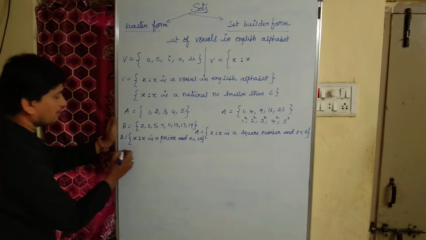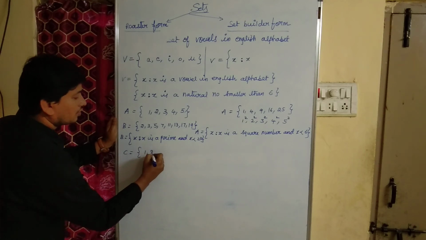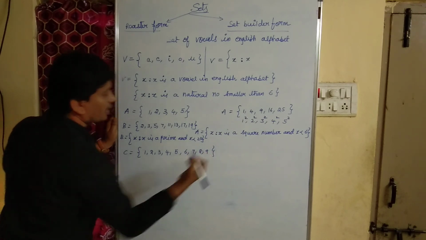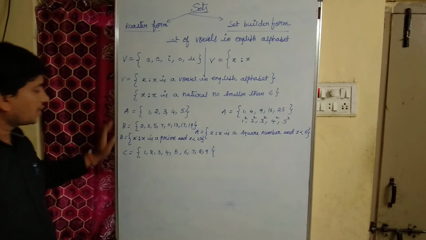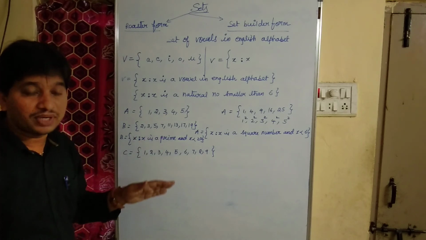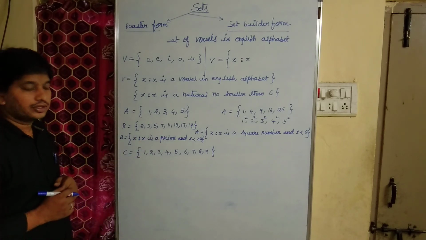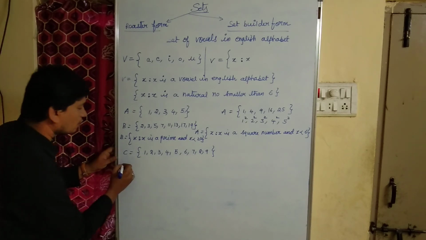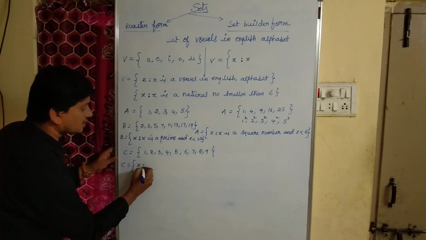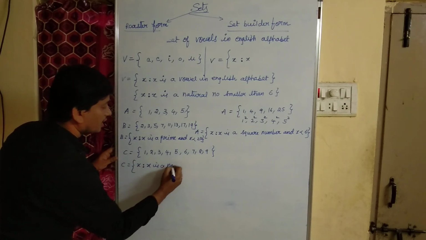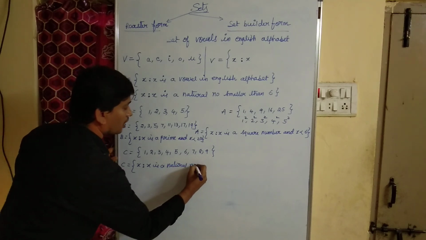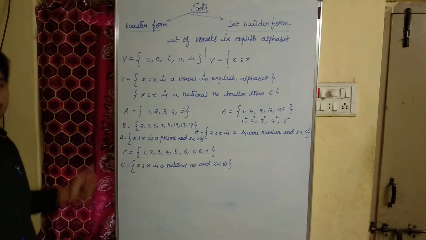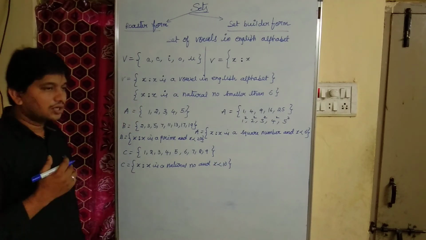For example, let me write the set C equal to 1, 2, 3, 4, 5, 6, 7, 8, 9. Can you tell me what the elements of this set are? They have some common property. Actually they are natural numbers. So how can I write it in set builder form? x such that x is a natural number and x less than 10. Okay, this is our set builder form.